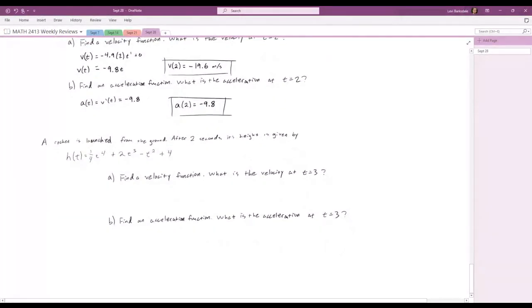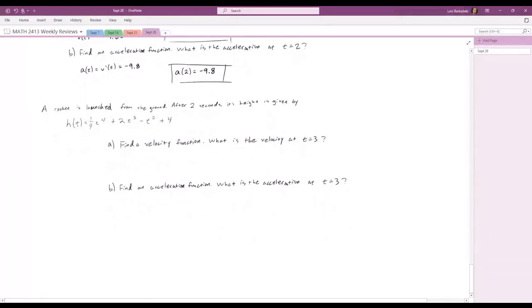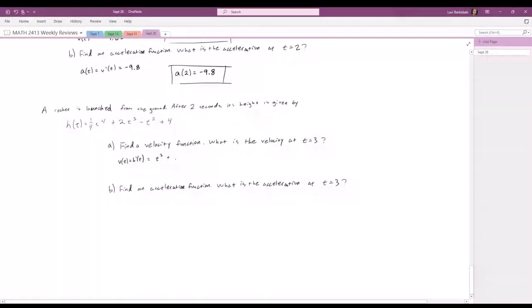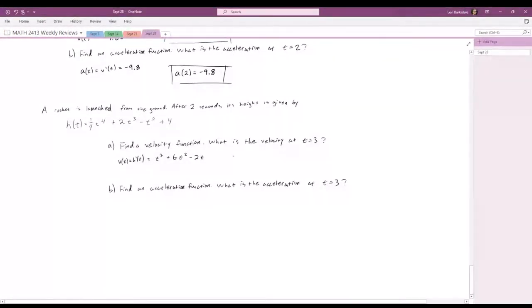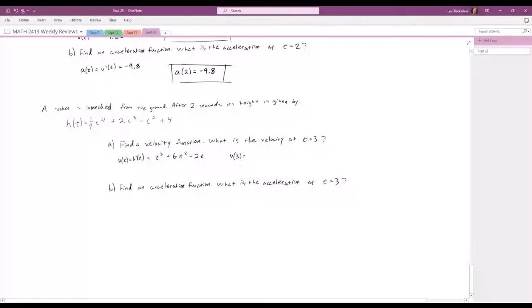All right, for this next one, again, velocity is just the derivative of position. In this case, we would have 1/4 times 4 cancels to make 1. We're left with t cubed plus 2 times 3 gives us 6 t squared, minus 2t, derivative of 4 is 0. And then, of course, for our velocity at 3, we just plug in 3. We get 27 plus 18 minus 6, and that goes to 39.